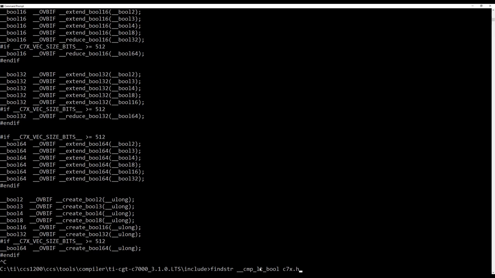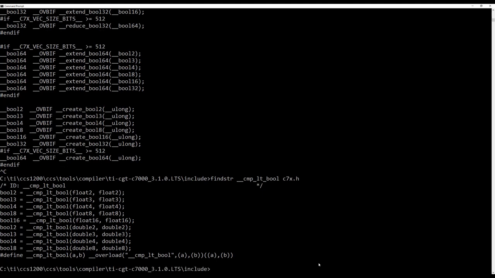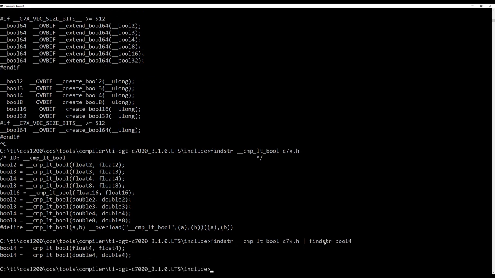And what we're looking for here is, well, what's the story with the intrinsic CMP LT bool? So you get a sense of it here. It works with several different sizes of bool vectors. In our example, we're concerned with bool 4, so let's restrict the search down a bit more to just, well, what's the story with bool 4? And here it is. You can see that it only supports float and double types, no integer types.